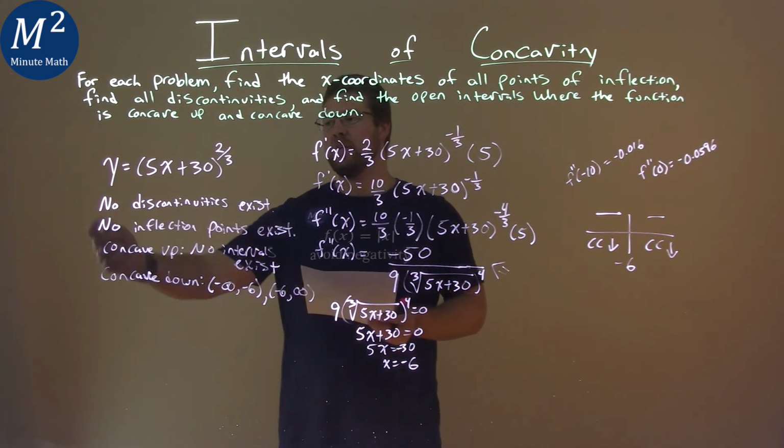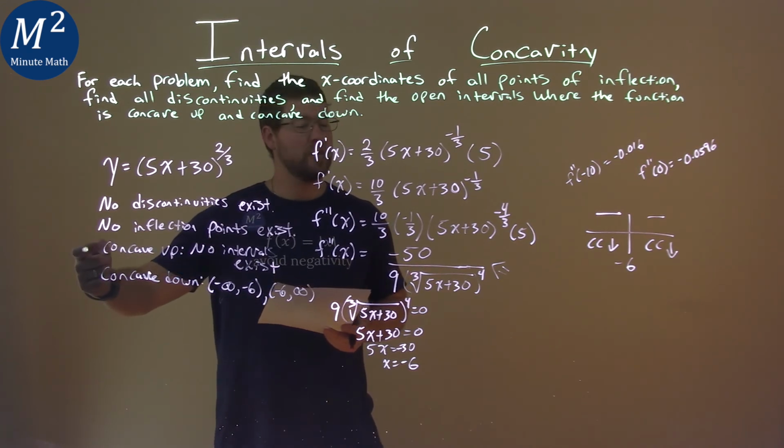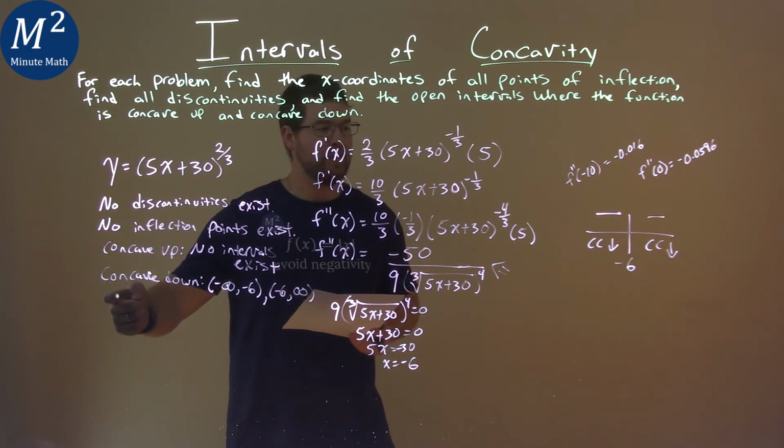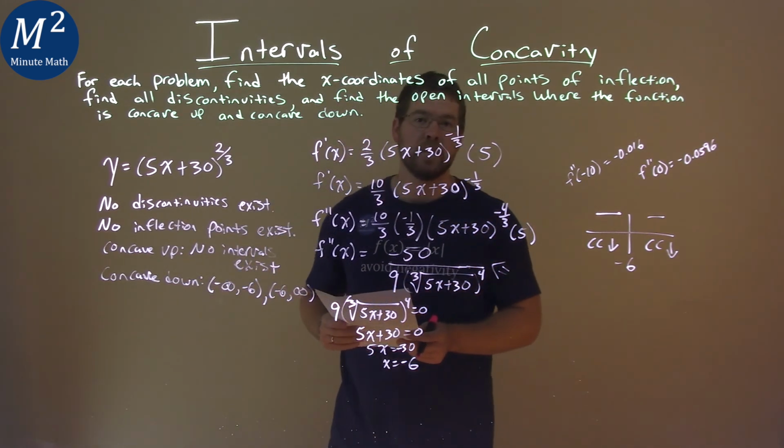So our final answer here is no discontinuities exist. No inflection points exist. We're concave up on no intervals, but concave down on the interval from negative infinity to negative 6, and from negative 6 to positive infinity.